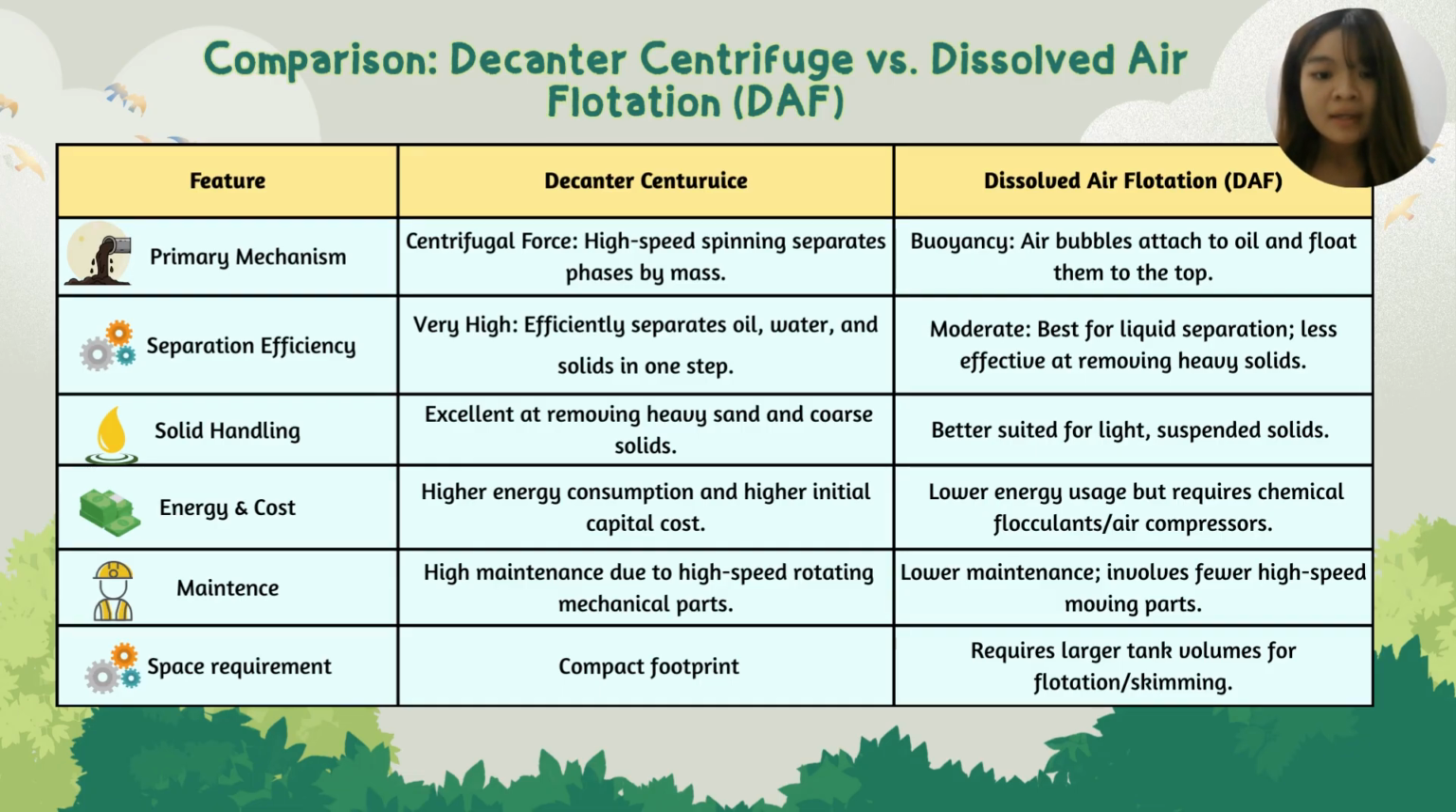In contrast, dissolved air flotation (DAF) uses air bubbles to float lighter suspended solids to the top, offering a lower energy and lower maintenance alternative that requires a larger physical footprint and chemical additives. Ultimately, the centrifuge is the heavy-duty choice for complex waste, while the DAF is a more cost-effective solution for lighter separation needs.